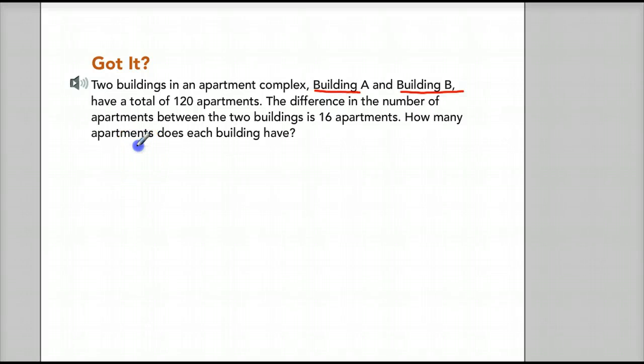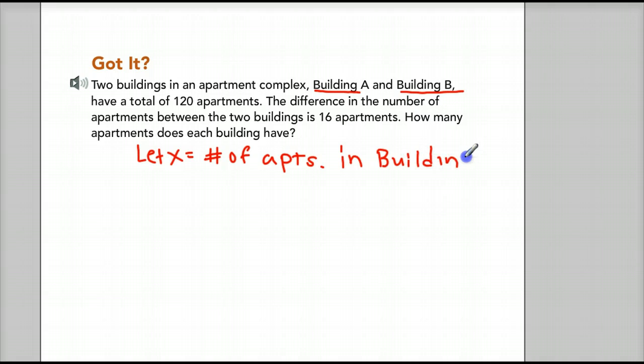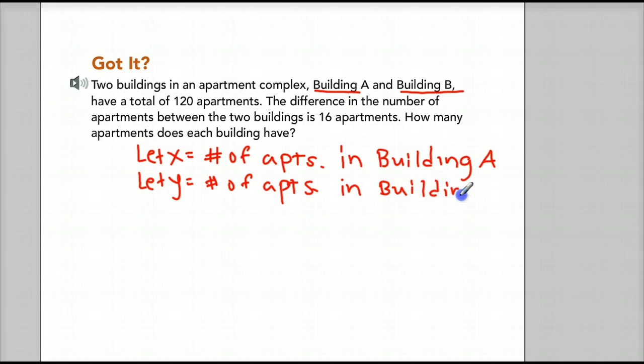First thing I want to do is define our variables. So we're going to let x equal number of apartments, and I'm going to abbreviate that, in building A. So then we're going to let y equal number of apartments in, what do you think, building B. So basically, x is the number of apartments in A, y is the number of apartments in B. We're going to try and figure out how many, remember, how many apartments does each building have?